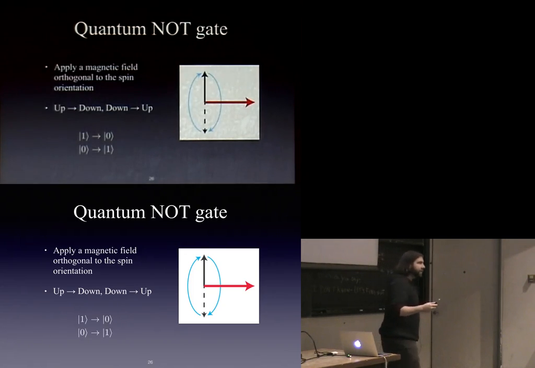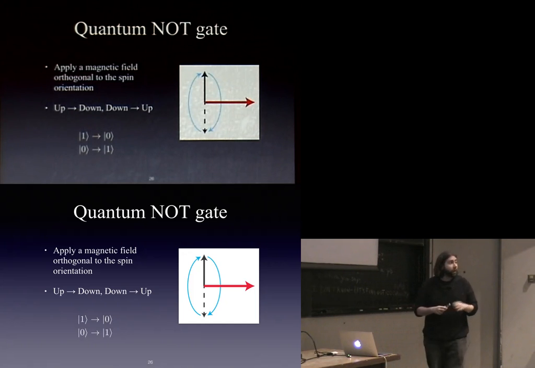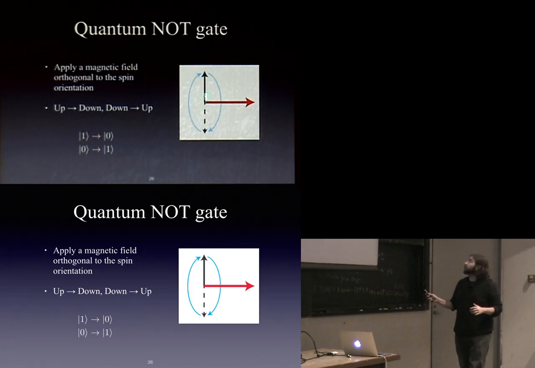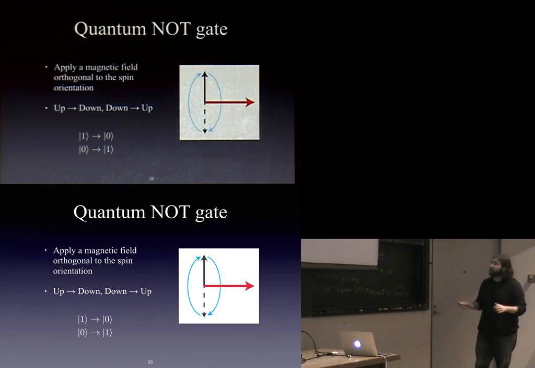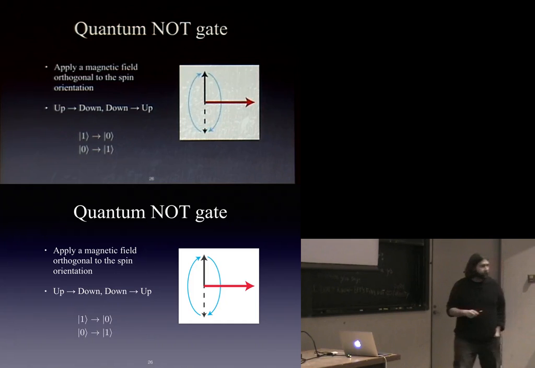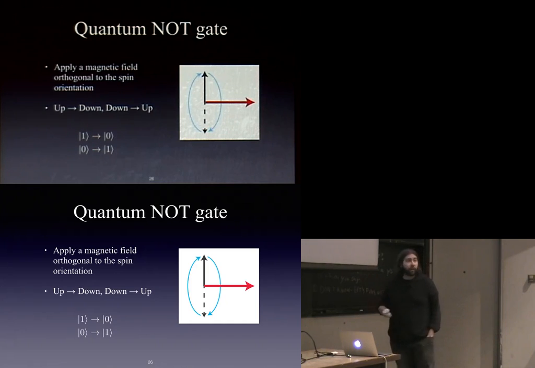However, something that's pretty easy to do is to construct a quantum NOT gate. Now remember, we said that spin up was a 1, spin down was a 0. So let's apply, for instance, a magnetic field orthogonal to the spin's orientation and allow it to precess half a rotation. That means up will rotate to down, and down will rotate to up, and this is exactly what we wanted. This is a NOT gate. A 1 goes to a 0, and a 0 goes to a 1. So in a very physical way, we've been able to build the simplest circuit available to us.